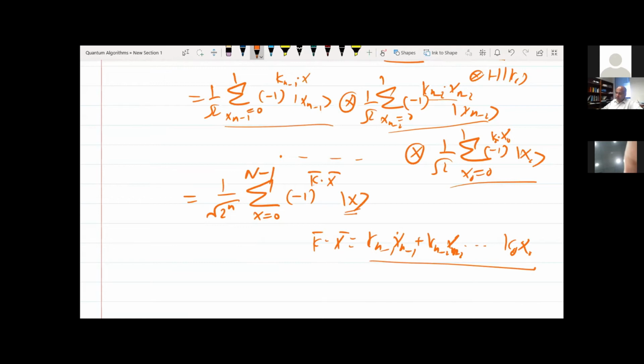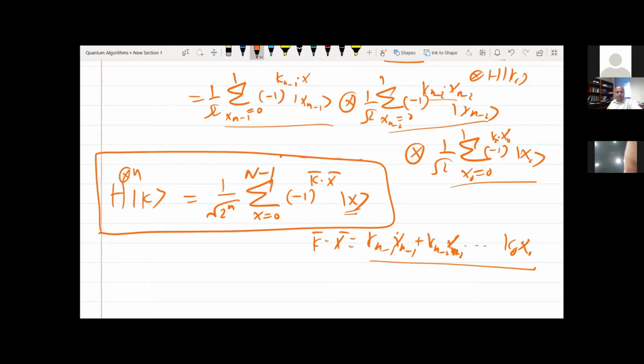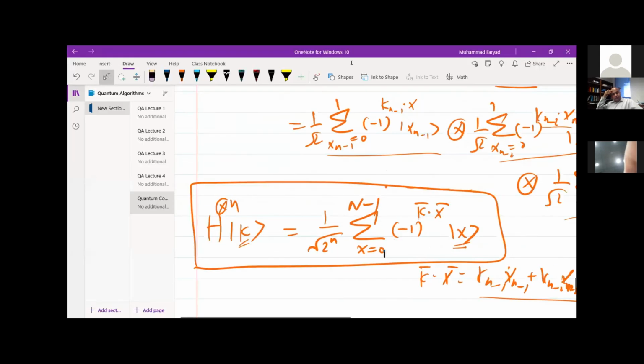So now, in general, when I have this H tensor n operating on the state k, I get the Hadamard transform like this. And if this k is 0, we can see that this is 1. So I get the Hadamard transform on the 0 state. Okay, so this concludes the introduction to different things that we will need to discuss our algorithm that I will discuss now. But let me see if there are any questions in the chat.